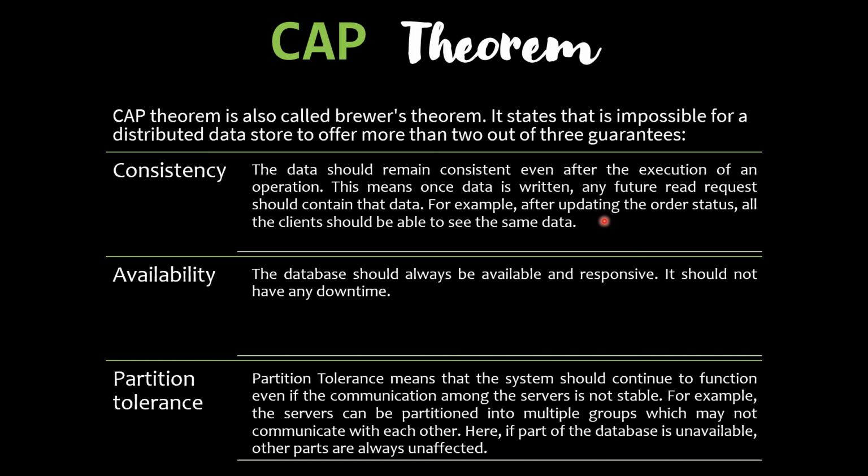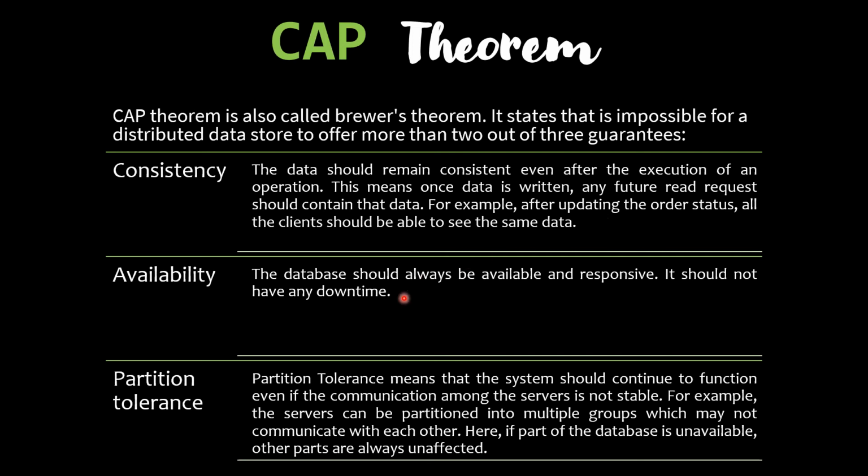That means once data is written, any future read request should contain the data. For example, after updating the order status, all the clients should be able to see the same data. So that's consistency, it's very easy to understand. And then availability. That means the database should always be available. It should not have any downtime. So no downtime, that means it's always available.